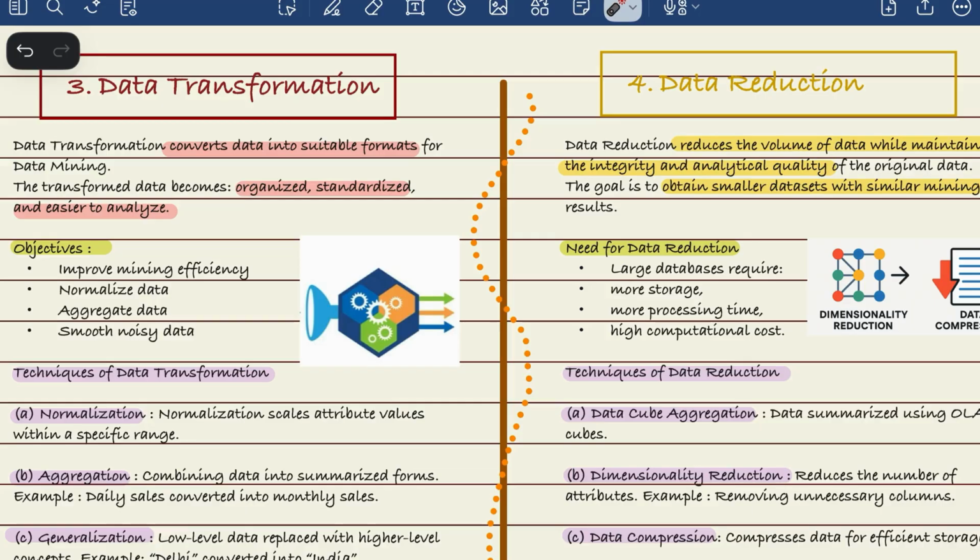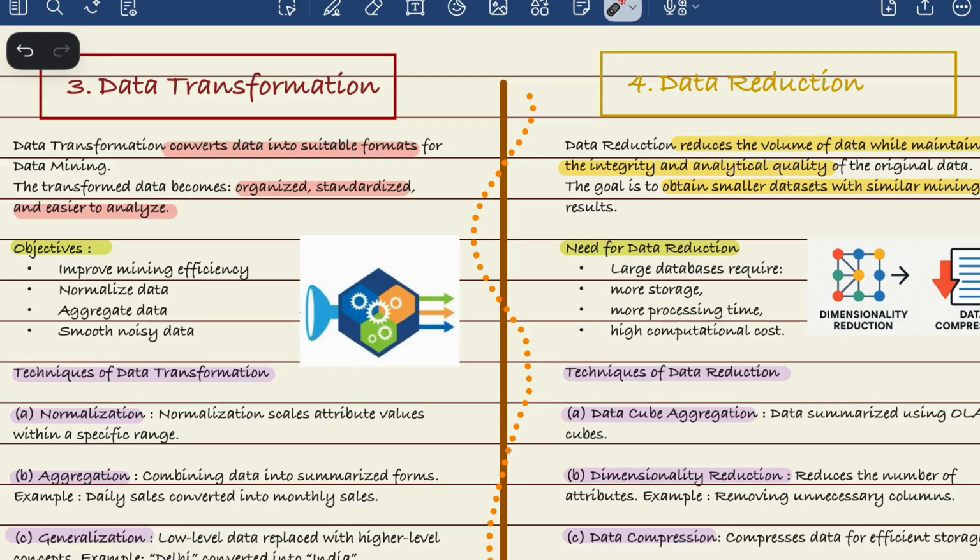So till now what we did, we cleaned the data, we integrated the data. Wherever there is name changing, we are changing the name. Wherever there is redundancy, repeated data, we are removing that, and we are creating one unified view. Now it is very important to transform the data. Okay, so it converts the data into the suitable format.